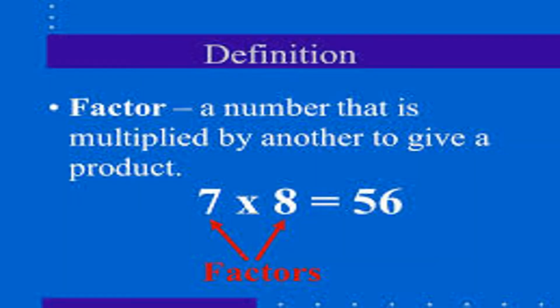Now we are going to find the definition of a factor. A factor is a number that is multiplied by another to give a product. So 7 into 8 are the factors of 56. 56 is a multiple of 7 and 8. So a factor means a number that is multiplied by another to give a product. A factor is also an exact divisor of that number. That is one more definition for you: exact divisor.